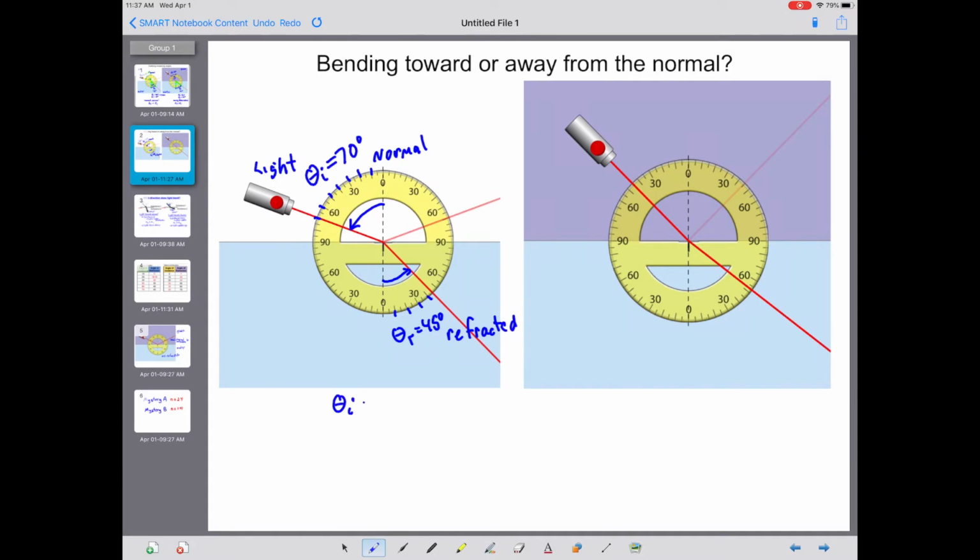So theta R would be 45 degrees. So in this case, theta I being 70 degrees, theta R being 45 degrees, your 45 degrees is less. That means that your refracted ray is closer to the normal. And if it's closer to the normal, then that light bent toward the normal.